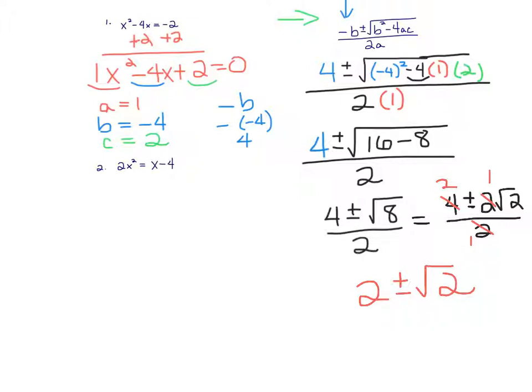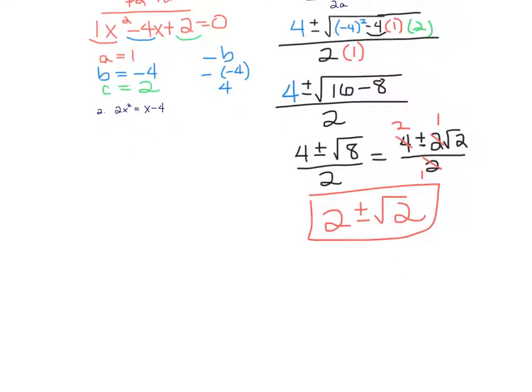And the 1 in front of the square root sign is assumed. So that's the final answer. Now, keep in mind, if they said to find them separately, you can also break this apart and say it's 2 plus the square root of 2 and 2 minus the square root of 2. That's what this plus minus sign represents. You write 1 with a plus sign and then 1 with a minus sign.